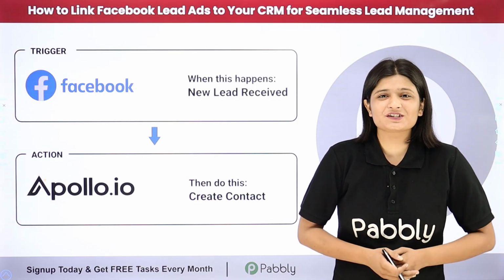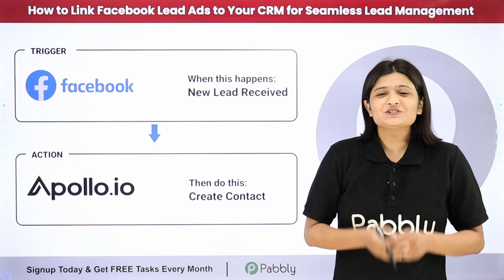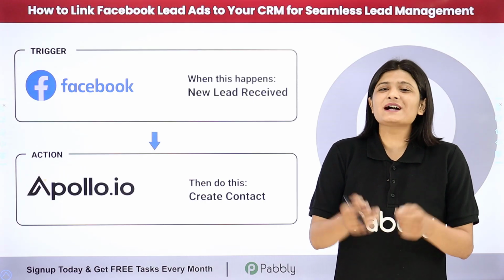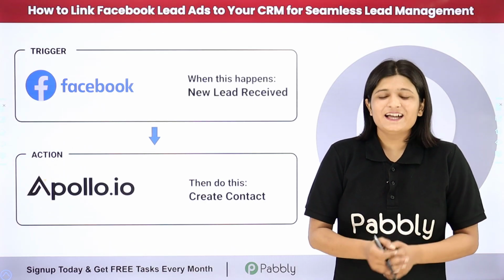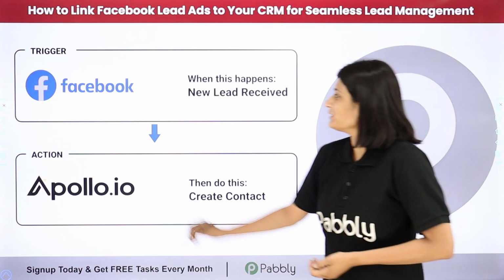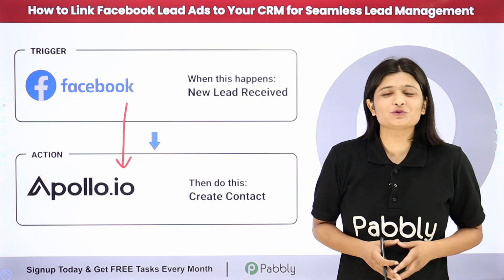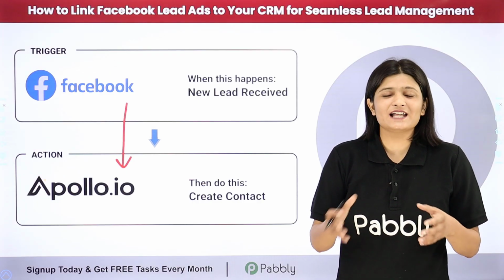So to do this automation, I am going to use Pabbly Connect. So Pabbly Connect is an amazing automation and integration software which requires no coding or programming skills. Here I just need to build a connection between Facebook lead ads and Apollo.io. Pabbly Connect runs on two principles, which are trigger and action.